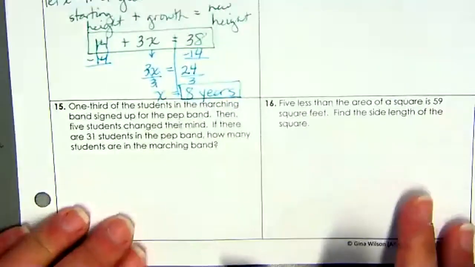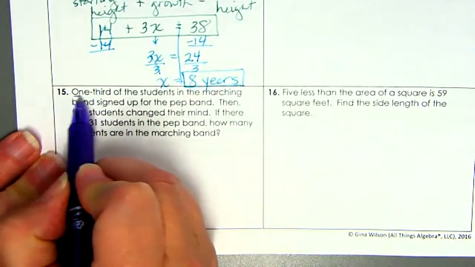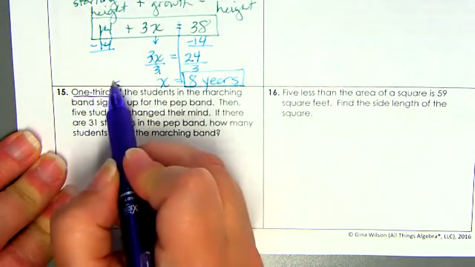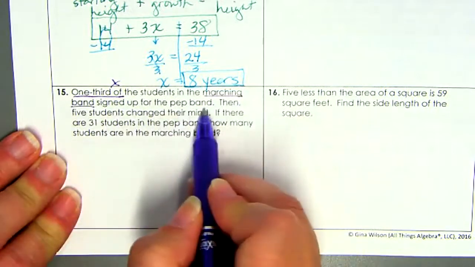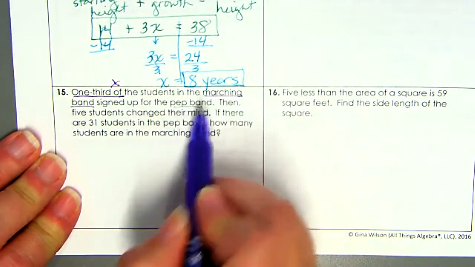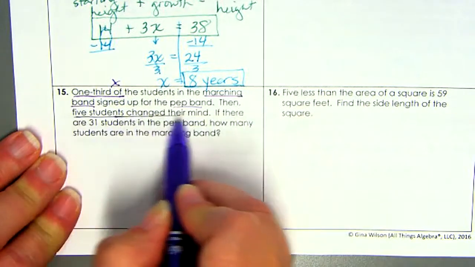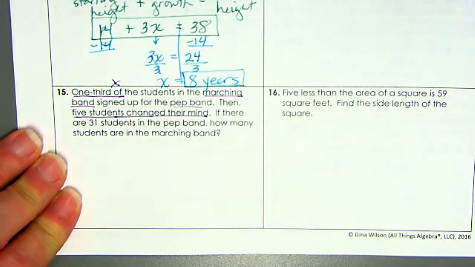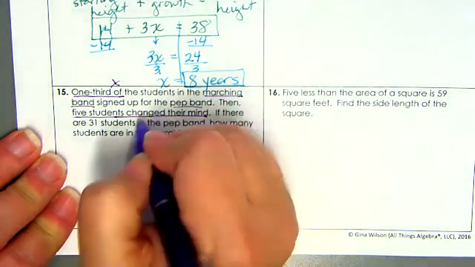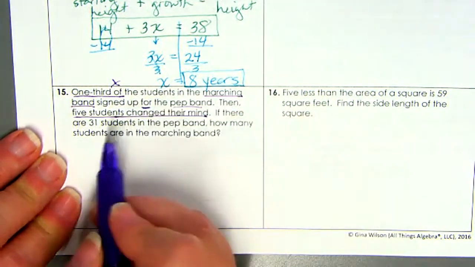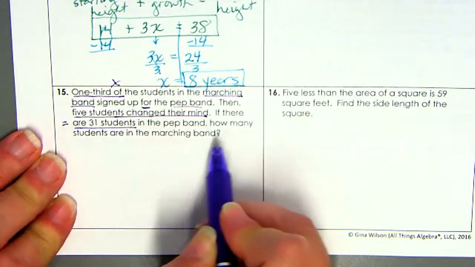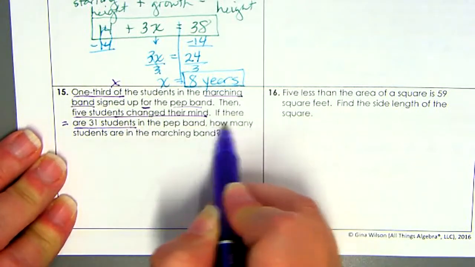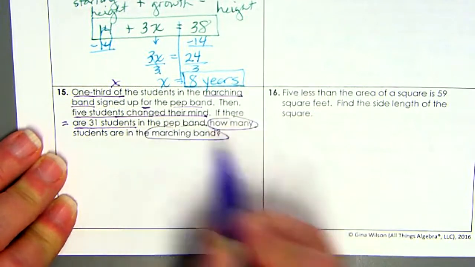And last example, 15. It says 1/3 of the students in the marching band signed up for the pep band. Multiplication may not be used, but it's the first thing I think of. Then 5 students changed their mind. If they changed their mind, that's going from positive to negative, so I'm thinking minus here. If there are 31 students in the pep band, that equals how many students are in the marching band. So we want to know how many are in the marching band.